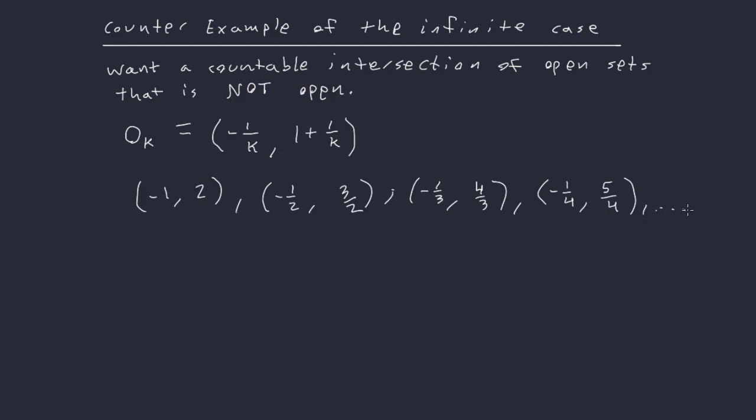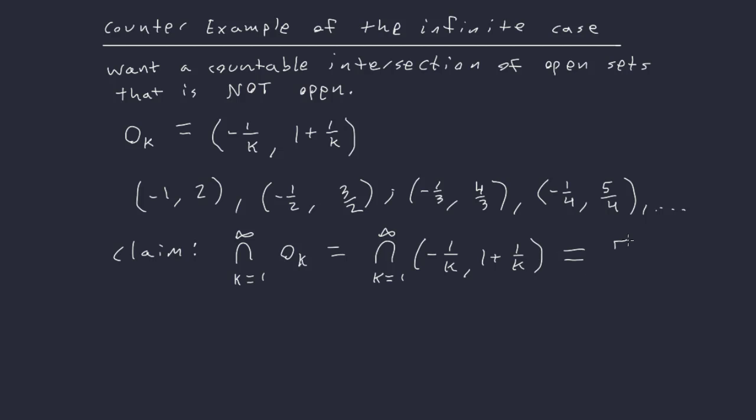Okay, so here's my claim. I claim that the intersection of k going from 1 to infinity of these O sub k's, in other words, the countable intersection of these open intervals, -1 over k to 1 plus 1 over k, I claim that that is equal to the closed interval 0 to 1. Okay, and I'm going to prove that.